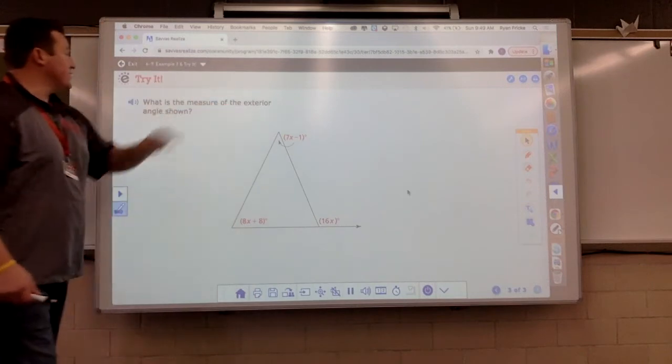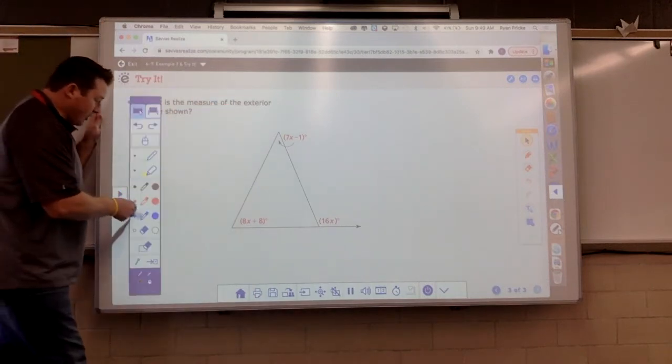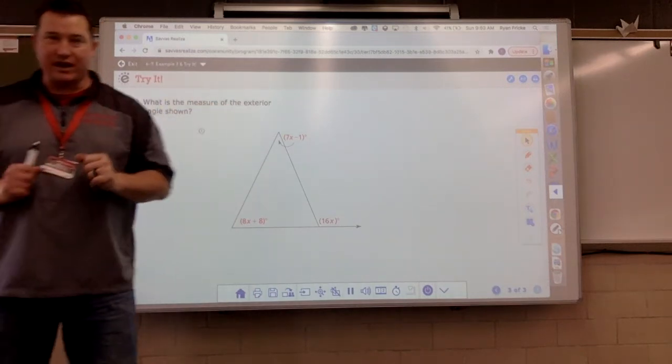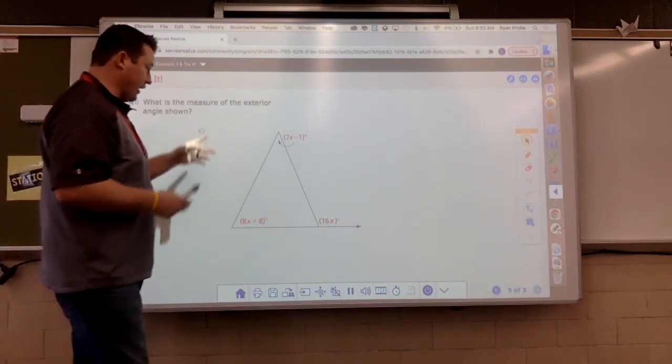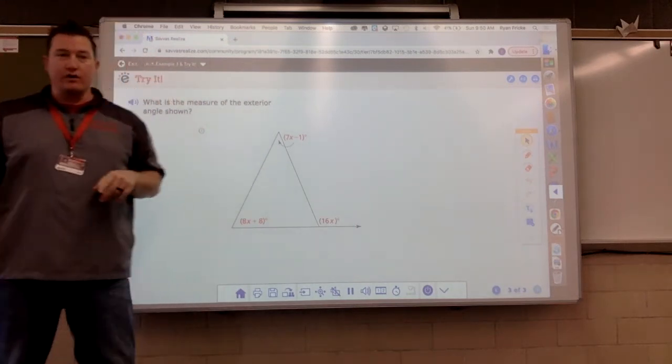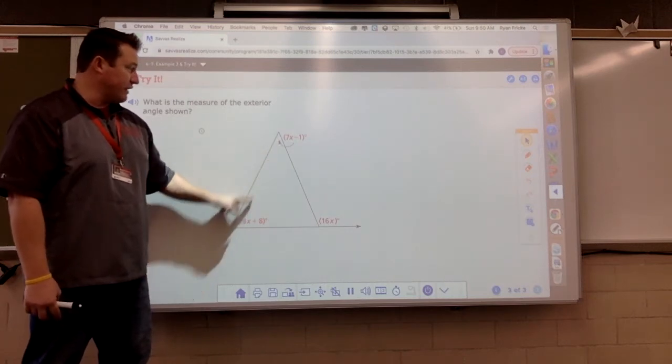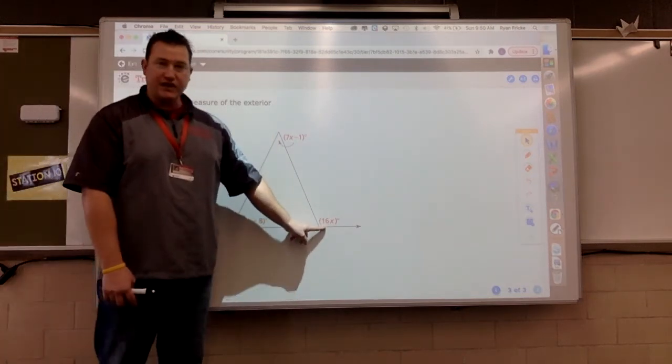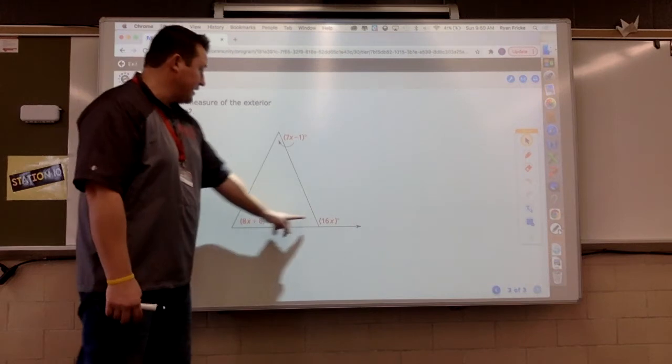All right, what is the measure of the exterior angle shown? So now it's our turn, guys. We are literally doing the exact same thing, with different expressions here. We have to identify who the two remote interiors are. Well, that's these two angles here. And remember, they are always going to add up to give me this right here, 16x.